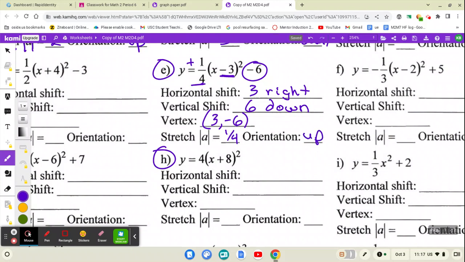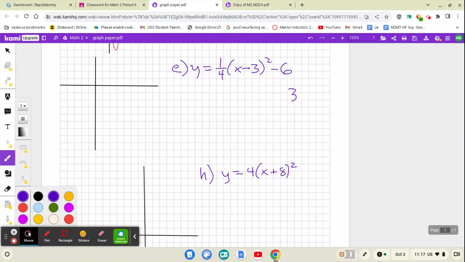Let's go to the graph. 3, -6 is the vertex. We're going to need to pick some x values, calculate for y. But this time we have to be a little bit more careful. Let's start by graphing 3, -6. 2, 3, 4, 5, 6 is right there.